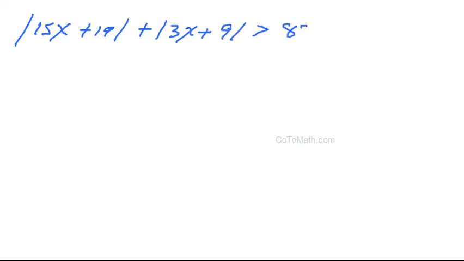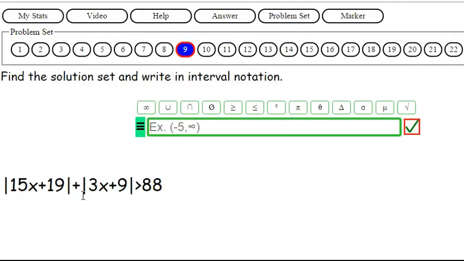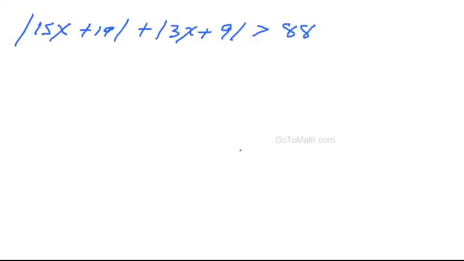So we'll move over here to the whiteboard. We've got the absolute value of 15x plus 19 plus the absolute value of 3x plus 9, and that's greater than 88. You can't drive any faster than 88, or you've got to go 88 to get into the future. Does anybody recognize that? Okay, I just wanted to make sure.